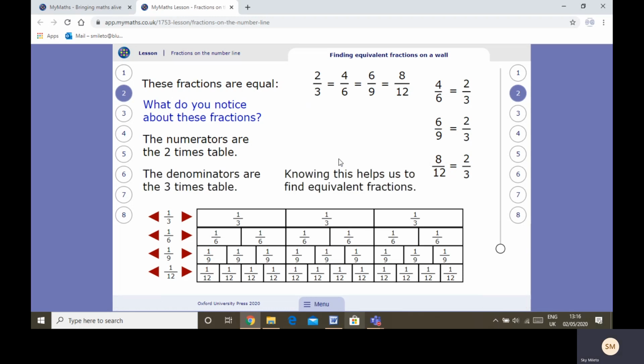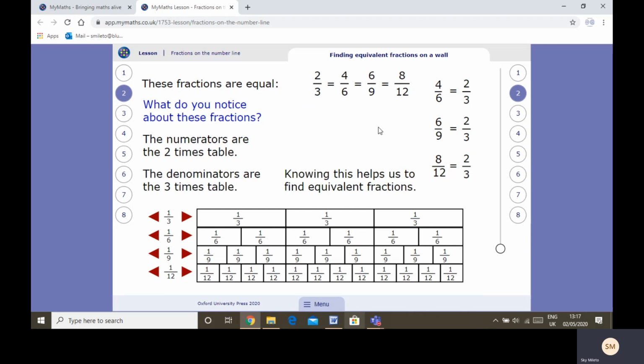So knowing this helps us find the equivalent fractions. If we know that the bottom number is going up in 3s, we also know that the top number is going up in 2s. Not in all cases though. This is only when we're looking at thirds.